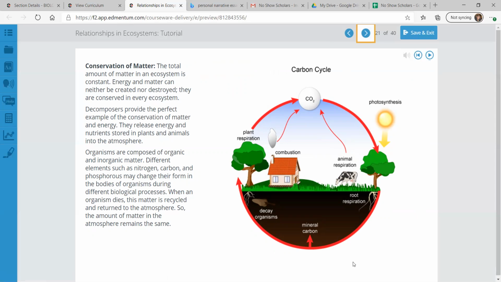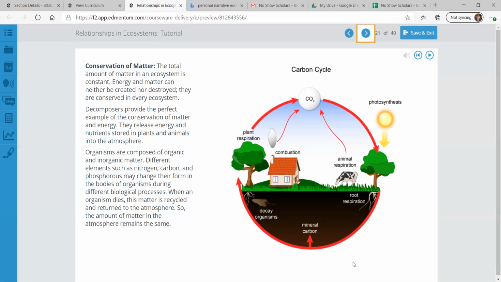Conservation of matter. Now, this is an important point as well. The total amount of matter in an ecosystem is constant. Energy and matter can neither be created nor destroyed. They are conserved in every ecosystem. And decomposers provide the perfect example of how it's conserved.